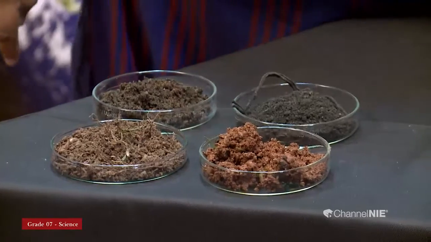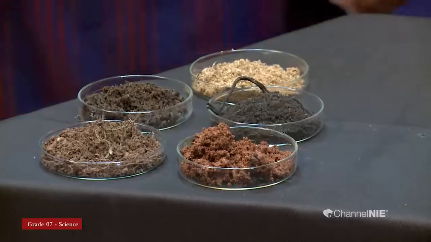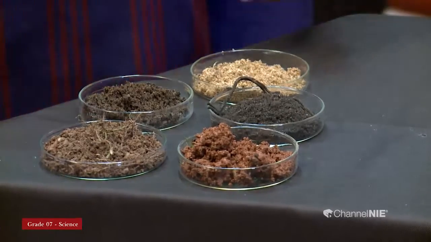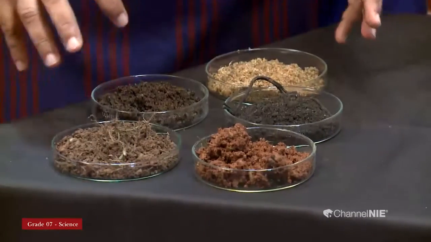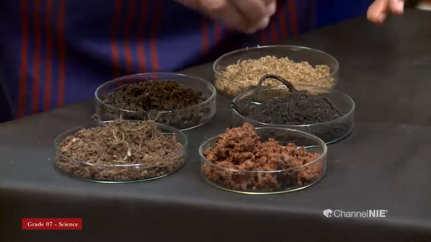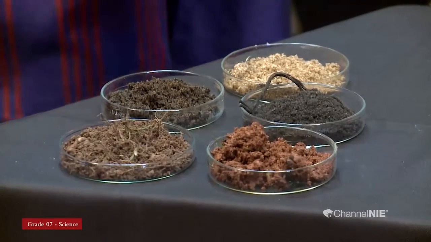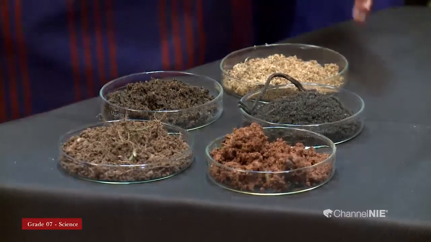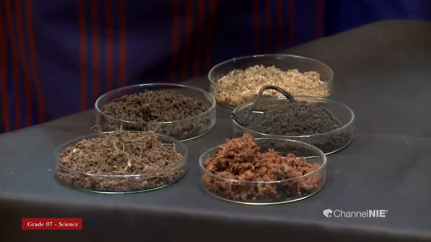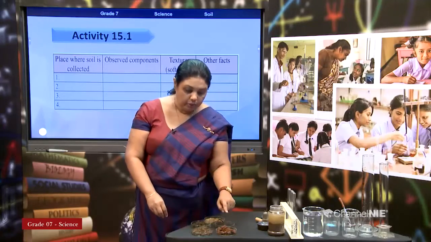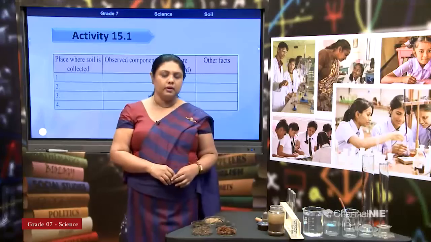And lastly, I will show you another one. This you know very well. That is also part of our soil. Though we call it sand, it is also part of our soil. So, all these things are found in different parts. These are different from each other because the amount of each component is different from one to another. That is why you can recognize them by different colors.